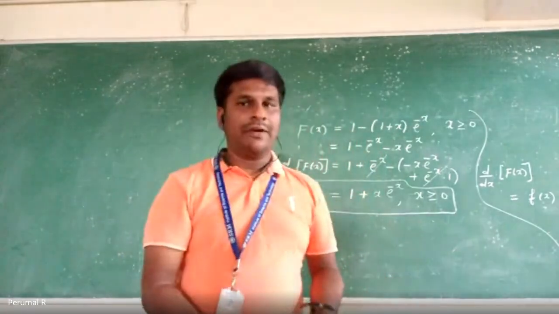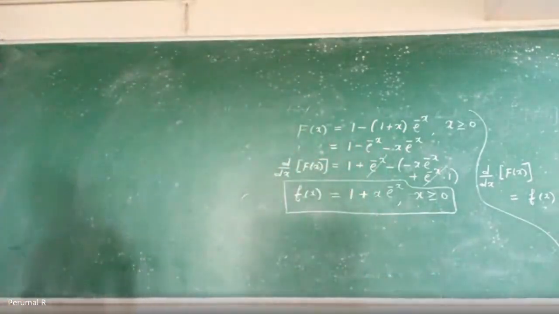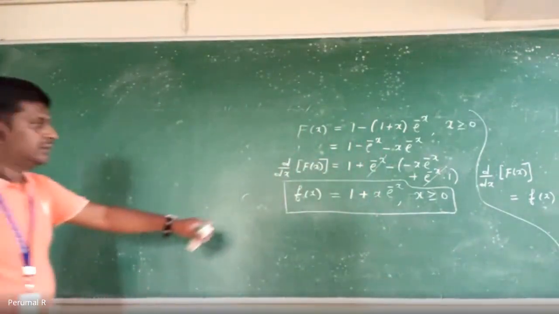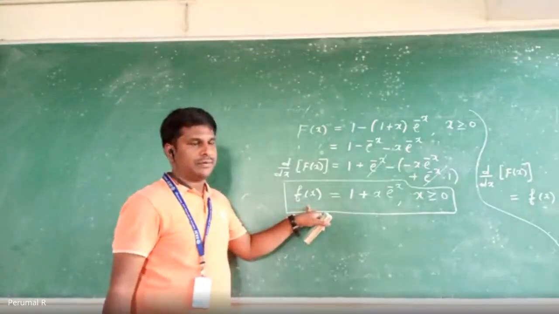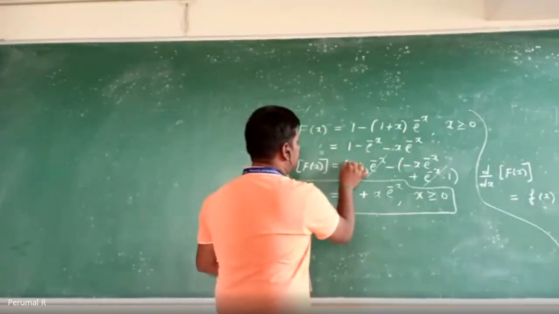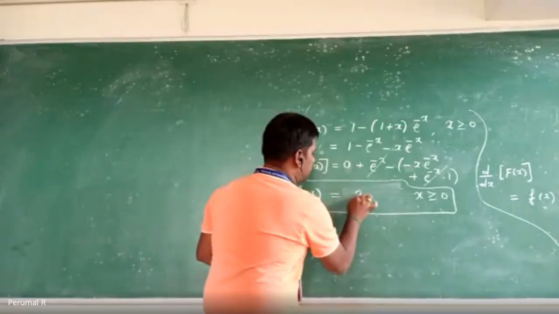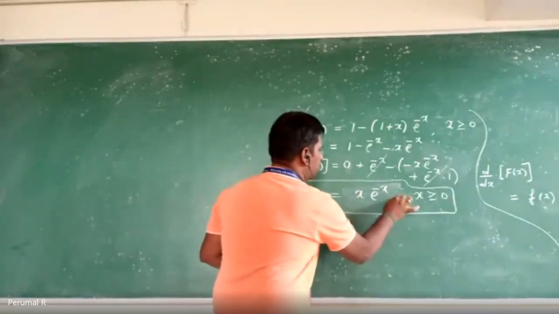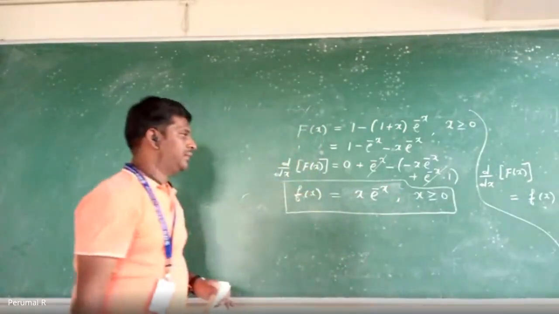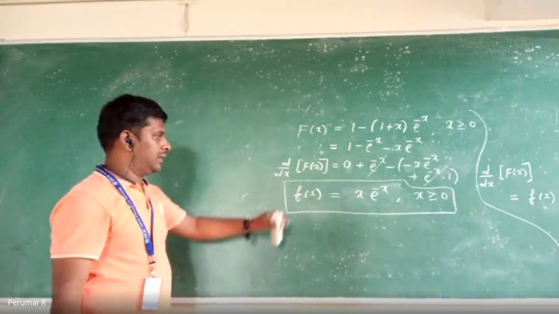Clear? If you have any doubt up to this, for getting small f of x? Sir, d by dx of 1 will be 0, right, sir? D by dx of a constant will be 0, right? Yeah, sorry, constant differentiation is 0. Therefore, you are getting only these things: x into e power minus x. So this is your f of x.